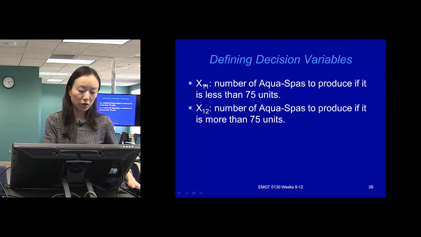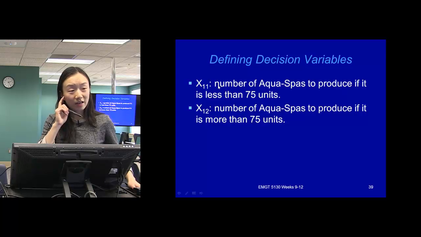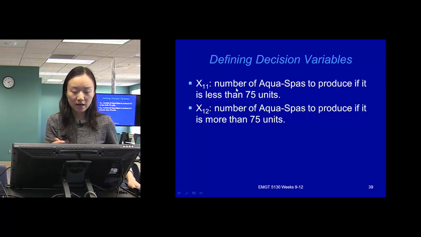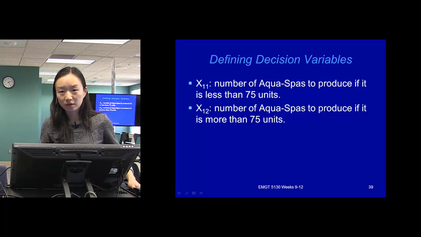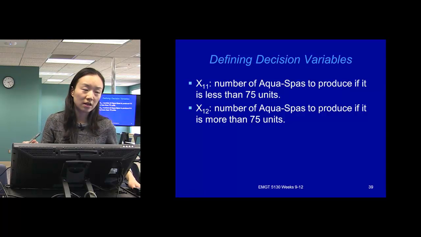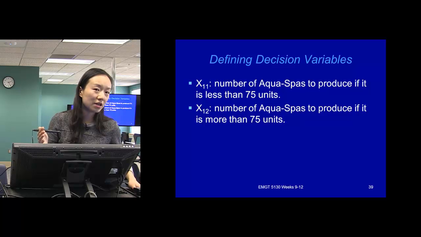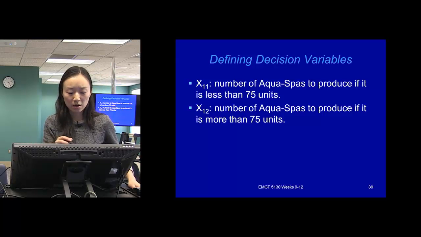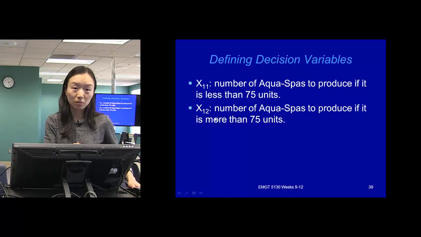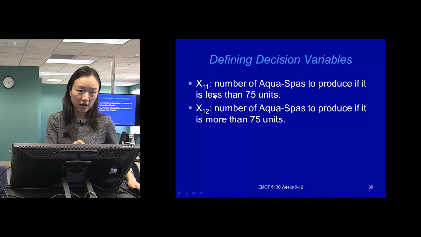And we know that only one of them will happen, right? It's not like last time, where x11 represented a quantity within the first 75 and x12 the quantity beyond the first 75. In that case, both can exist. If you produce 76 units, then x11 will be 75 and x12 will be 1 in the previous case. But in this case, only one of them will be used. So when we define the decision variables, we need to define the relationship between these two.